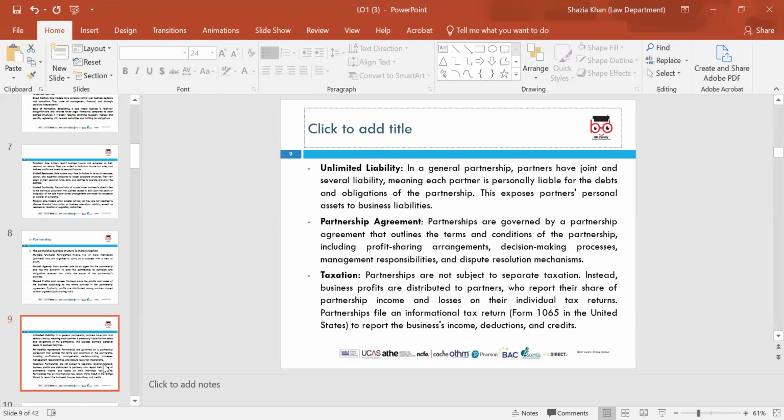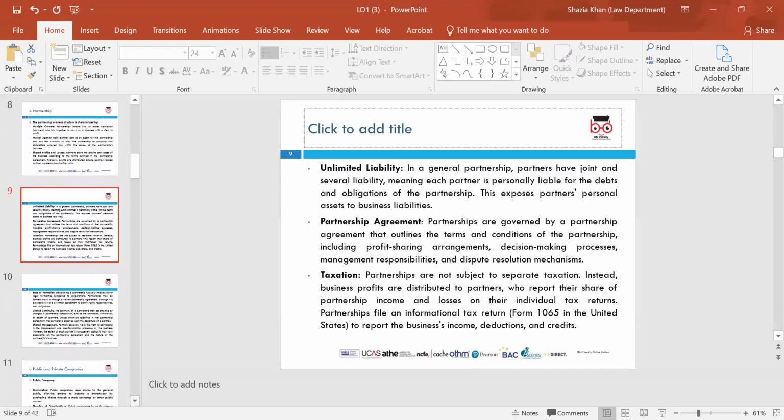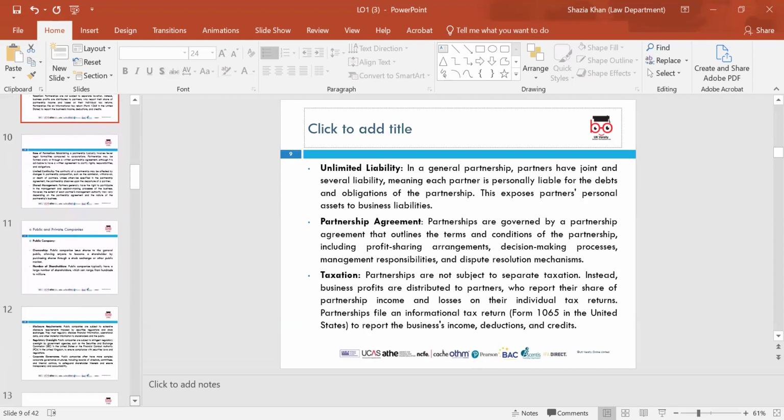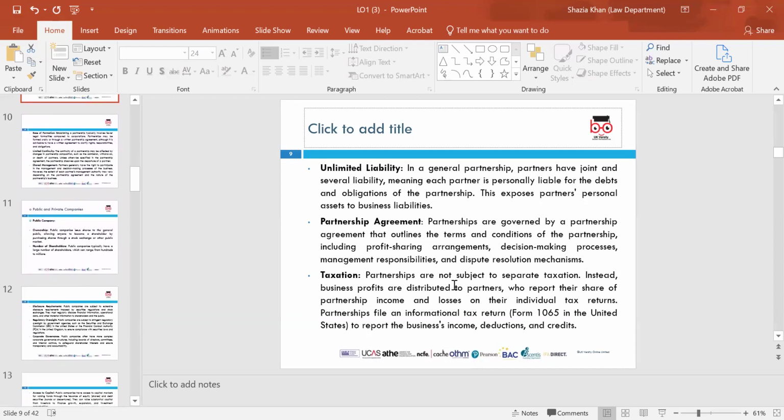Partnerships are governed by a partnership agreement that outlines the terms and conditions of the partnership, including things like profit sharing arrangements, decision-making arrangements, management responsibilities, and dispute resolution. So they all have a part in it. All the partners will play a role in the business, and this will all be in a contract.